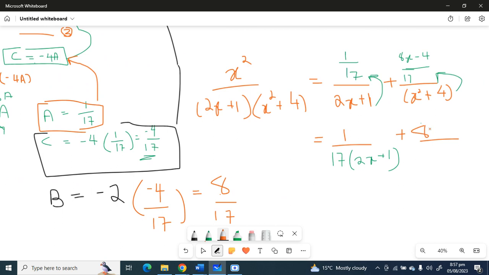So it will be 8x minus 4 over 17, x squared plus 4. So this should be your answer.